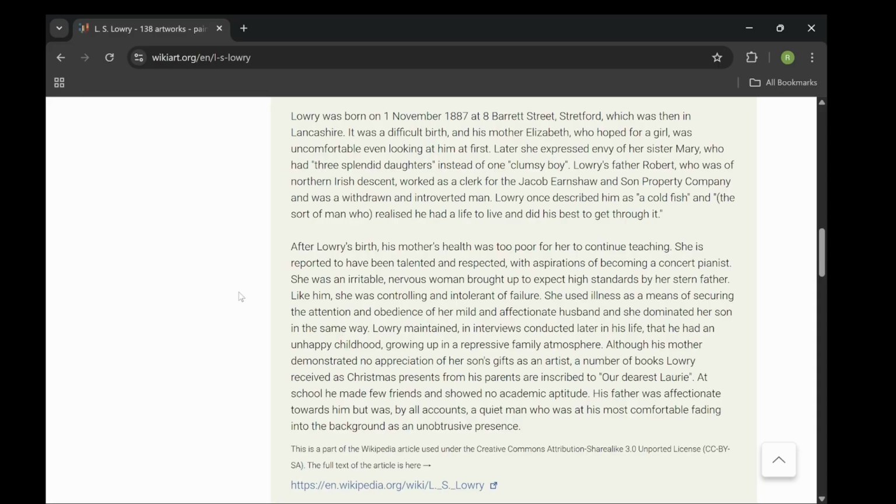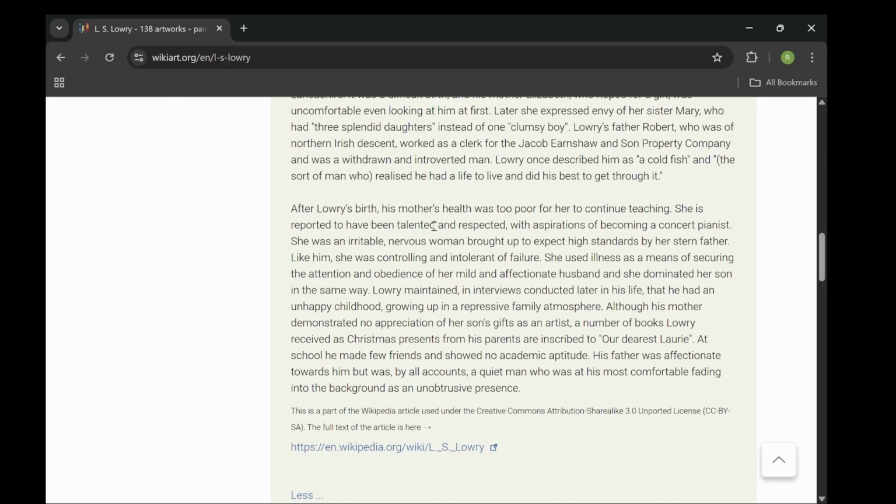It was a difficult birth, and his mother, who had hoped for a girl, was a budding concert pianist. She didn't quite make it. She wanted to be one. She didn't get there, and the father just quietly worked in the background at his job. What was it? As a clerk for the Jacob Earnshaw and Son Property Company. And yes, his mother wanted a girl and wasn't entirely happy with this clumsy boy, as she calls it. And she had a very powerful hold over him, over his life, and it maybe shaped to a very great degree who he was.